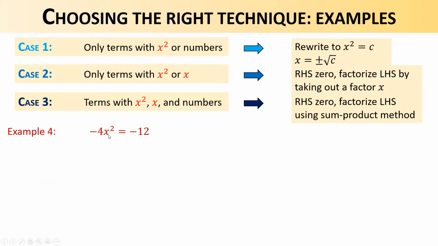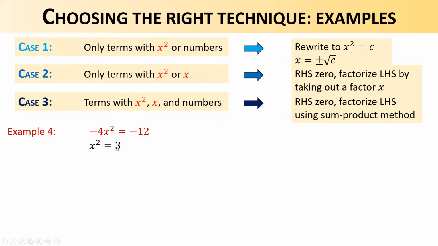Another example, here we see a term with x squared, and a term with just a number. So this is a case 1 situation, only terms with x squared or numbers. So we are going to rewrite this to x squared is some number. How do we do that? In this case, we have to go from negative 4x squared to just x squared. So we divide by negative 4. So the left-hand side becomes x squared, and the right-hand side becomes negative 12 divided by negative 4 is 3. So we get x squared is 3.